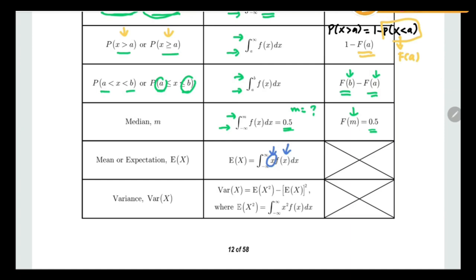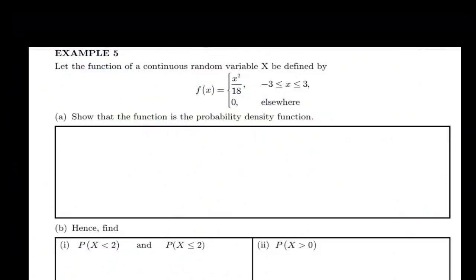Okay, for the variance, the formula should be the expected value of x squared minus the expected value of x, bracket, squared. So to find the expected value of x squared, it should be x squared multiplied with the PDF function f(x), with the limit lowest to the uppermost limit. So that's all before we go for the example.